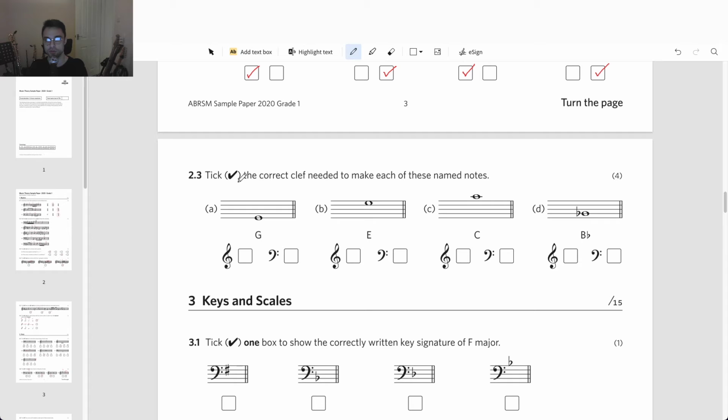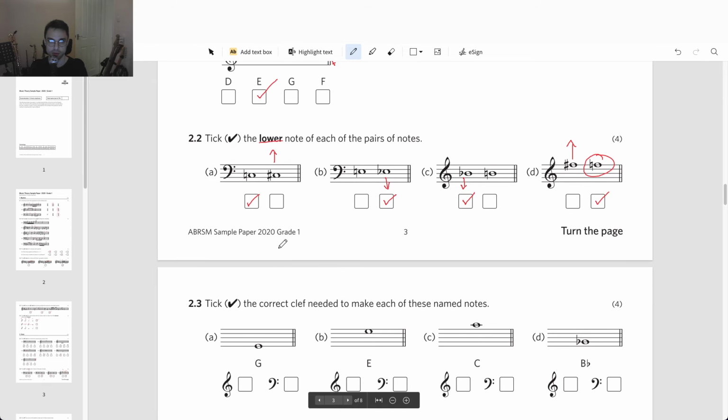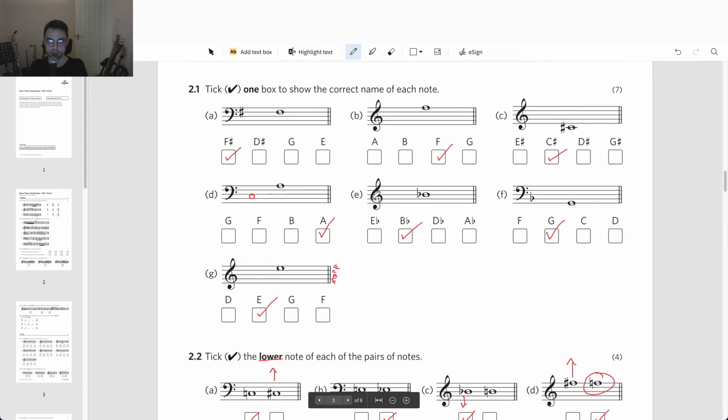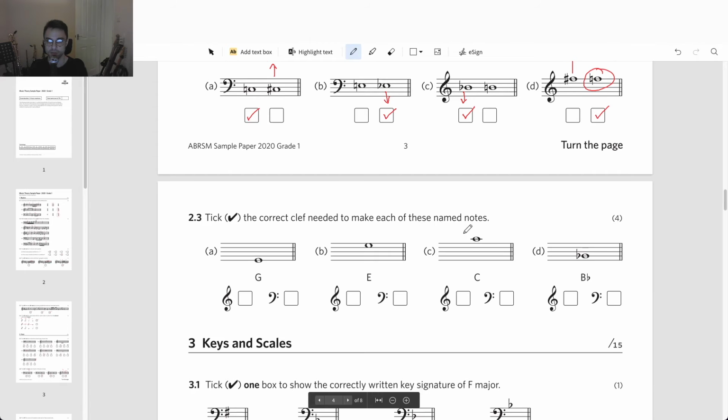Right, 2.3, tick the correct clef needed to make each of these named notes. All right, in which clef is that a G? Well, I think we did actually answer a question up here somewhere. There it is. It's our G. We already know that one, don't we? So it's going to be bass clef.